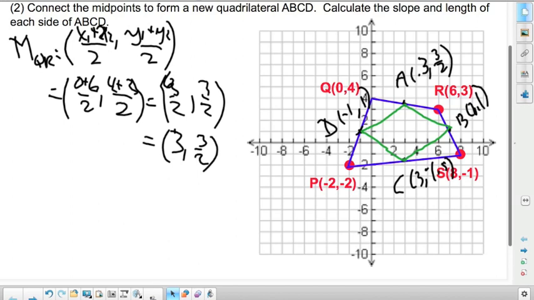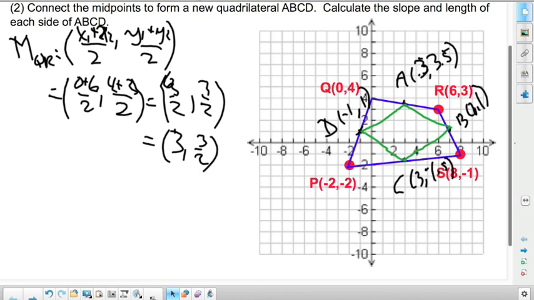Okay, Adrian? I think there's a slight calculation error for point A. Is it not 3 and 3 over 2? No, it can't be. It's 7 over 2. Sorry, I couldn't read my own handwriting. So it's basically 3.5. Is that right, Adrian? Yes. Okay, thank you.